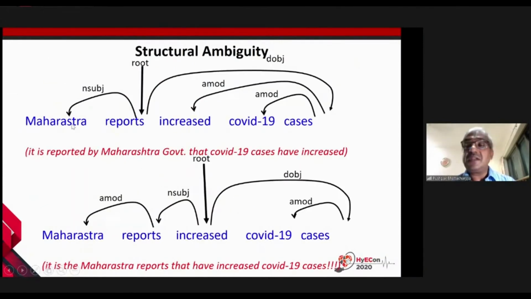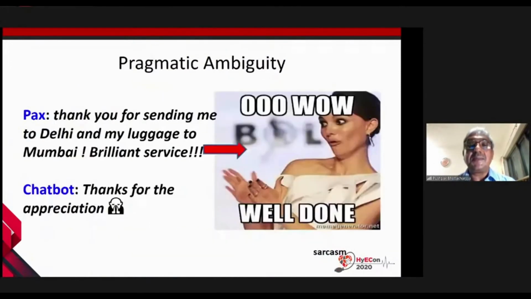Then this is a very interesting problem again from NLP. "Maharashtra reports increased COVID-19 cases." But suppose reports was looked upon as a noun, and increased is the main verb. Then "Maharashtra reports increased COVID-19 cases" reads as if due to Maharashtra reports, the COVID-19 cases increased. And I'm not really constructing these examples. They actually happen in computers when we feed language data to the machine.